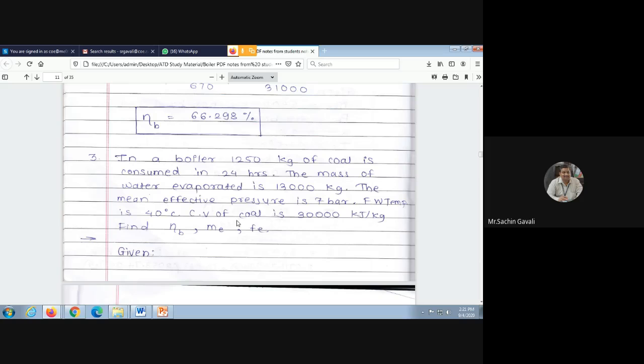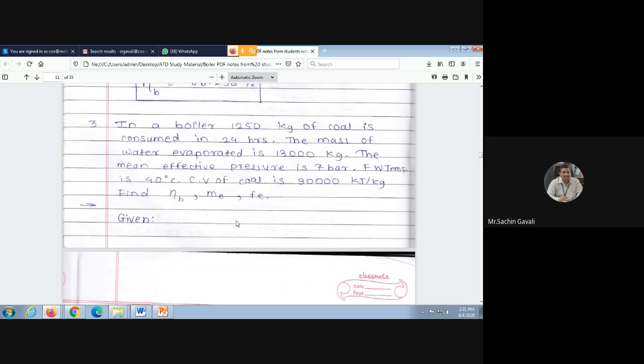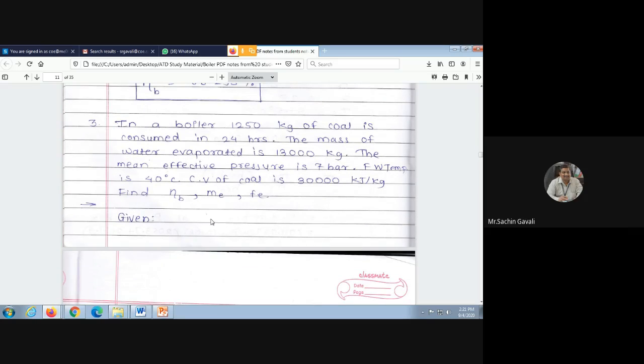In a boiler, 1250 kg of coal is consumed in 24 hours. The mass of water evaporated is 13,000 kg. The mean effective pressure is 7 bar. Feed water temperature is 40. This one, whether you completed? I think not. No, sir. Okay, try to complete it.